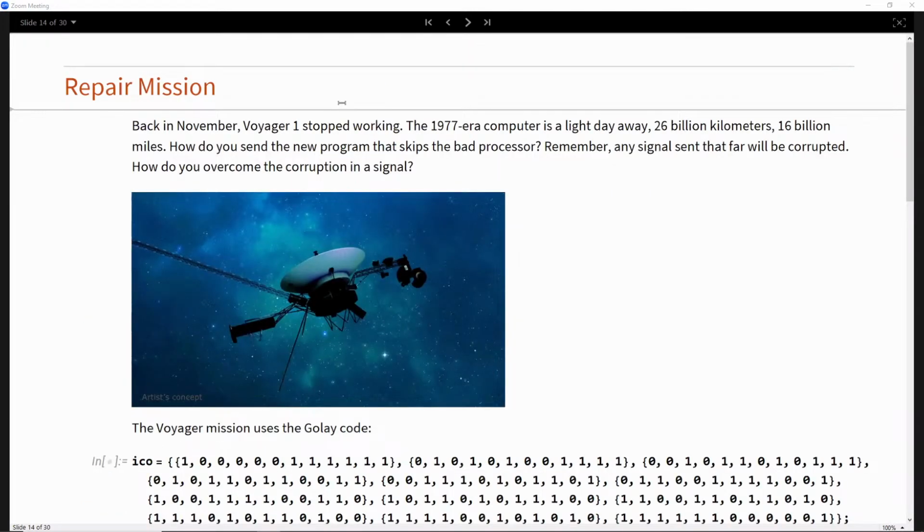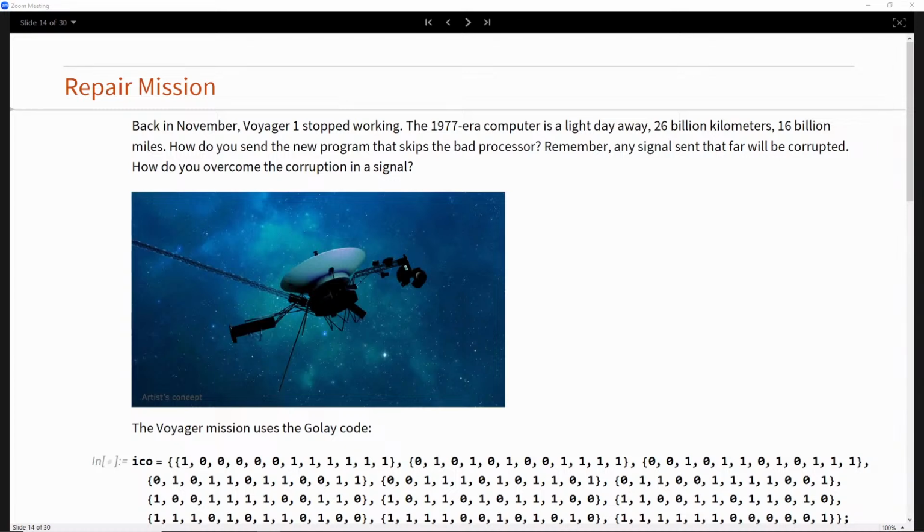So you might have heard about the Voyager 1 system, and we lost the signal with it last year. Well, just last week, they managed to fix the Voyager 1 system, and it's very far away. It's a 1977 era computer. It's 26 billion kilometers away, or 16 billion miles. How do you fix a bad processor in an old computer that far away, considering how corrupted your signal is going to be by the time it gets there?